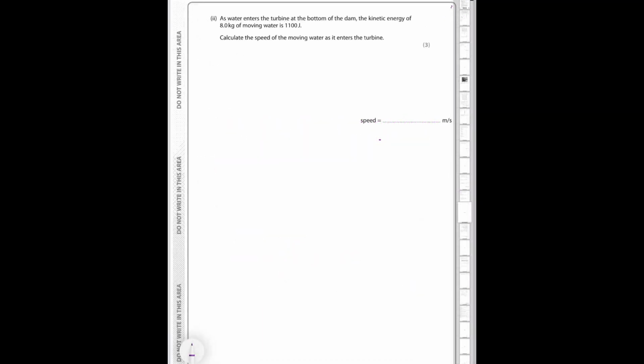In this question, we're told as water enters the turbine at the bottom of the dam, the kinetic energy of 8 kilograms of the water moving is 1,100 joules. And we've got to calculate the speed of the moving water as it enters the turbine. So the equation that we're going to use is kinetic energy is a half mass times velocity squared. And if we substitute our numbers in, kinetic energy is 1,100 joules, and that equals 0.5 times the mass, which was 8 kilograms, times velocity squared.